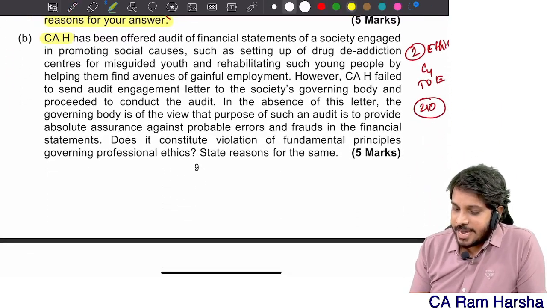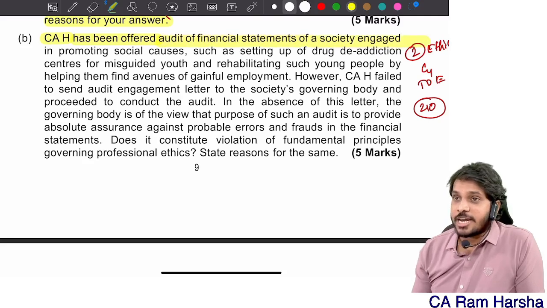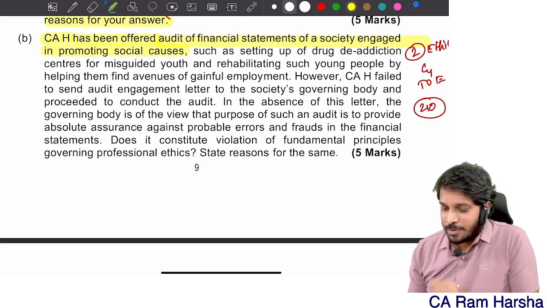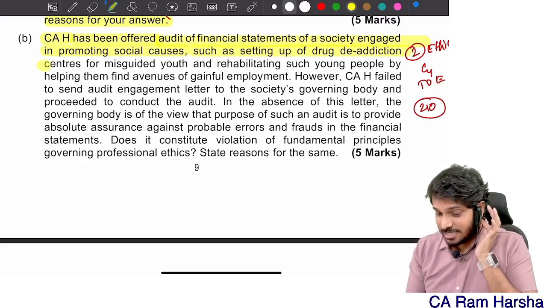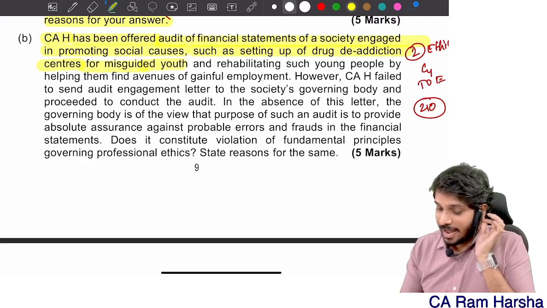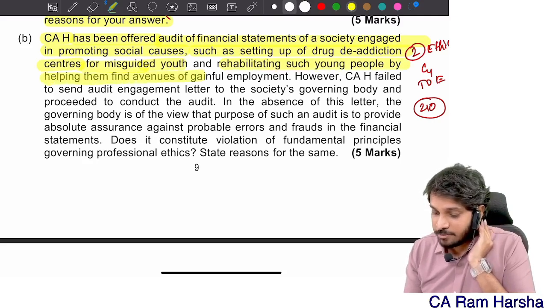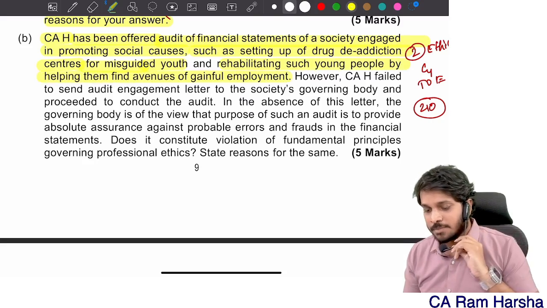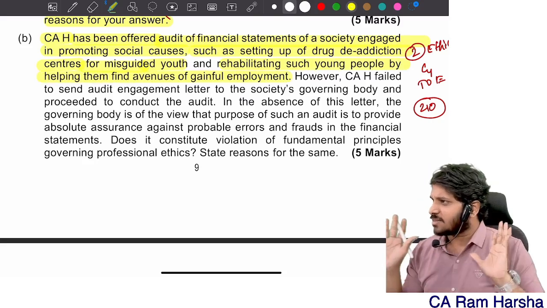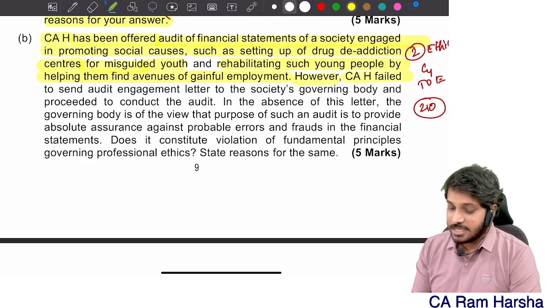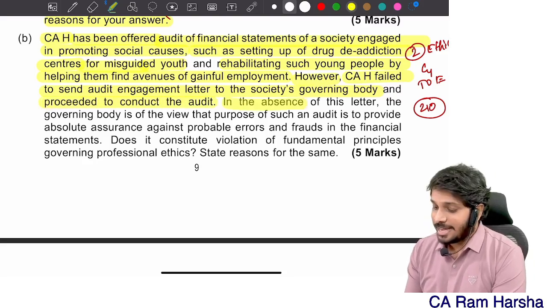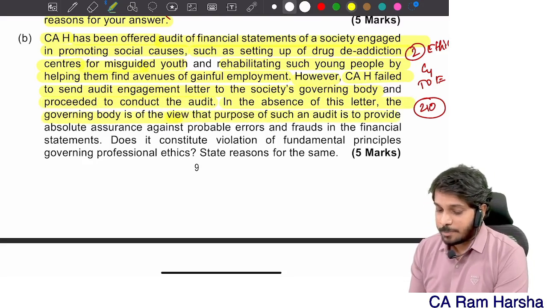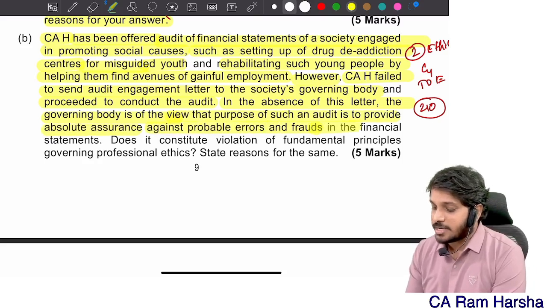Next, CAH has been offered the audit of the financial statements of a society engaged in promoting social causes, such as setting up drug de-addiction centers for misguided youth and rehabilitating such young people by helping them find avenues of gainful employment. Some trust was established. However, CAH failed to send an engagement letter to the society's governing body and proceeded to conduct the audit. In the absence of the letter, the governing body is of the view that the purpose of audit is to provide absolute assurance against probable errors and frauds in the financials. Does it constitute a violation of fundamental principles of professional ethics?